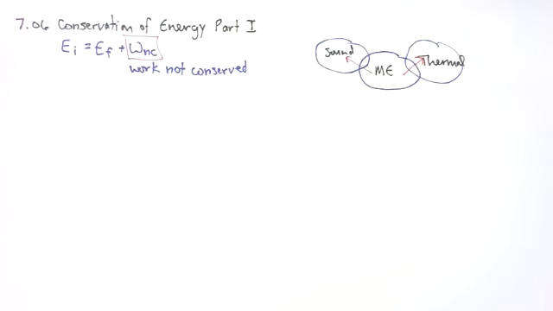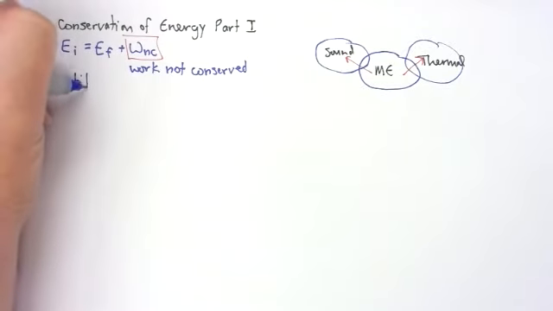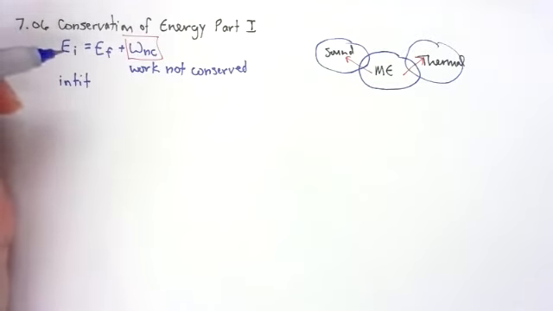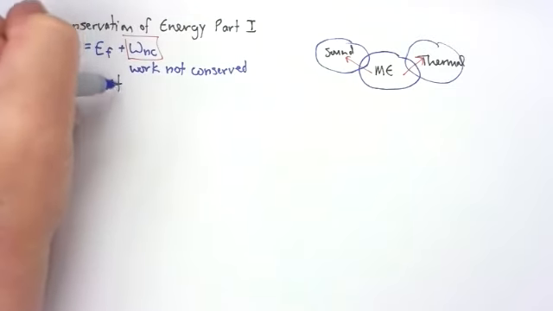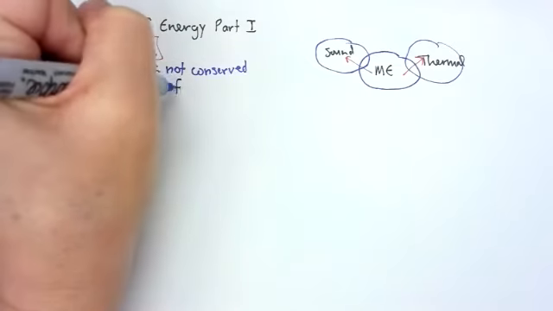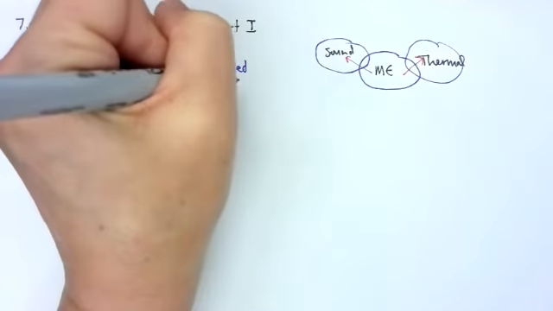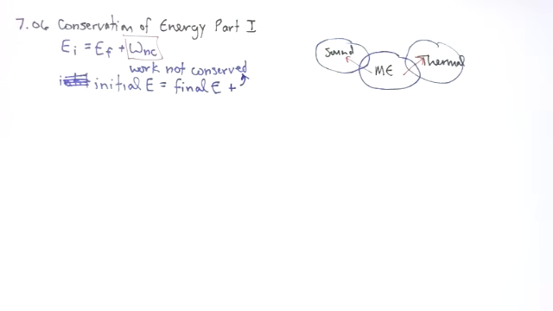We're going to write this out long ways. We would say the initial energy, remember energy is a capital E, equals the final energy plus the work not conserved. So long form, that's what we're looking at. And we can use this to our advantage in a lot of different ways.